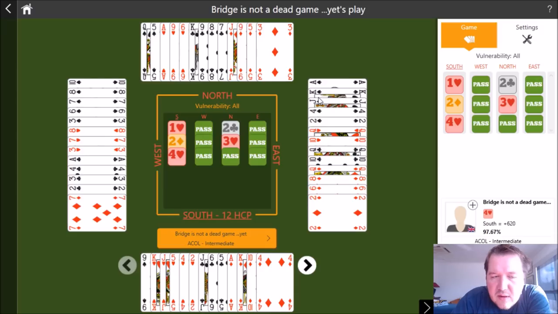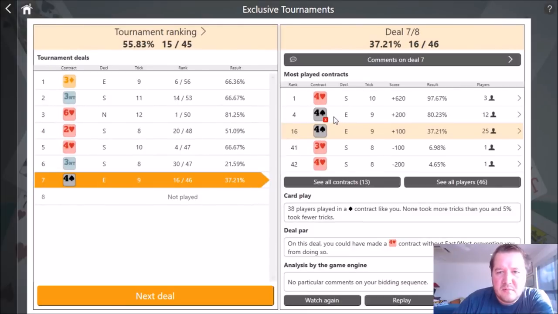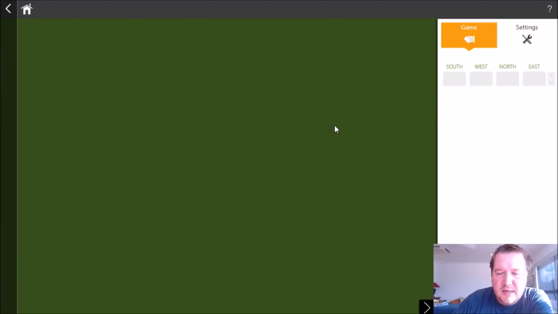Alright, so some people are bidding four hearts. Bridge is not a dead game yet. So my partner's got a 10 count. So they were playing Ackle, so their partner bid two clubs over a one heart opening. That propelled them there. Other people doubled four spades.